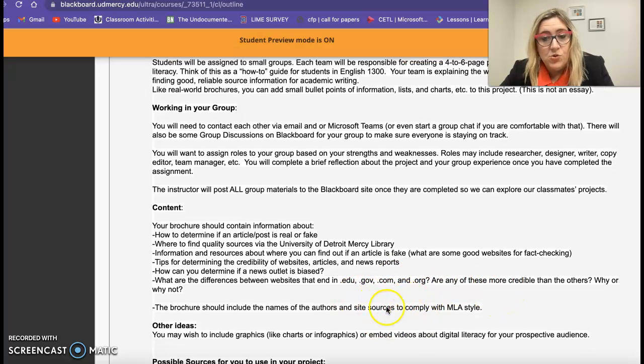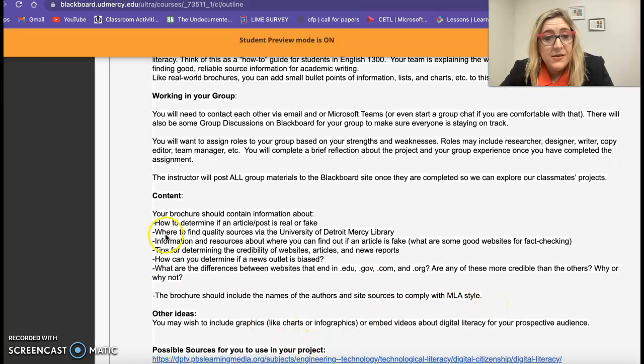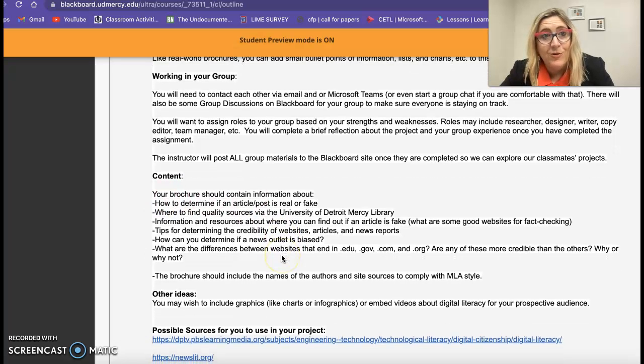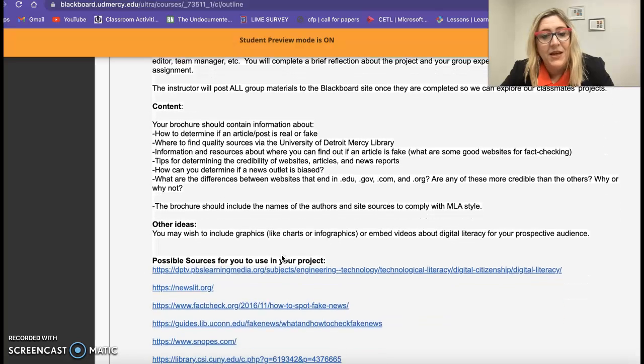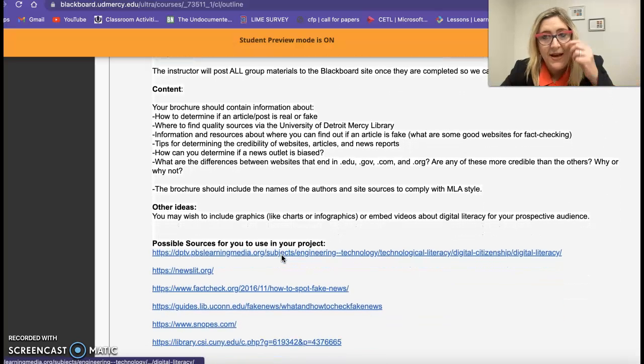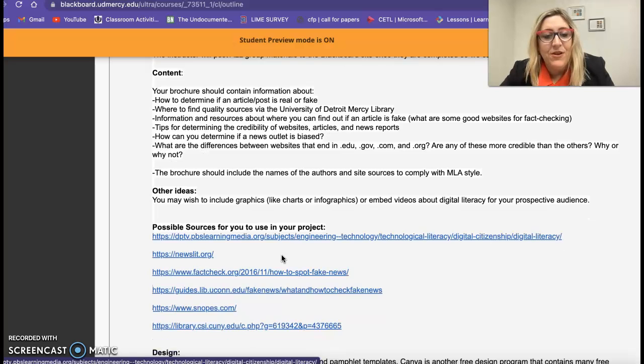Because you will be using sources here, this should have MLA style. You can include graphics, like some of these could be step-by-step little infographics or charts. You could embed some videos if you think that's going to work. You can do all kinds of things here. The idea is just I'm having you explore what it means to be digitally literate, and you're going to be providing this information back in a written, whether it's a newsletter or whether we call it a brochure. But I think this will be a fun team project.